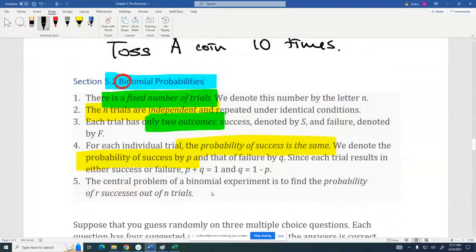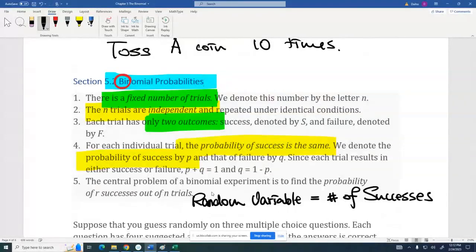The random variable now will be the number of successes. In this example, I count how many heads. Okay, now I'm tossing a coin 10 times. What is the smallest possible number of heads? 0. It's very rare, but tail, tail, tail, all tails, no head, right?